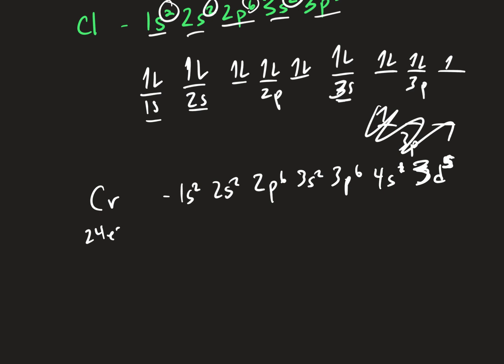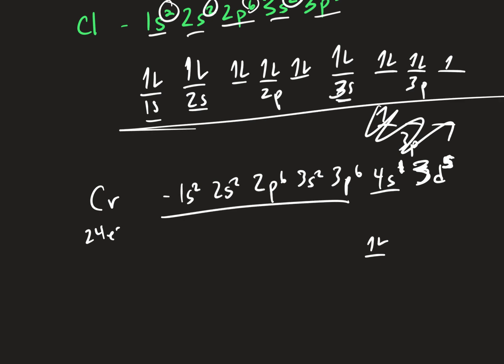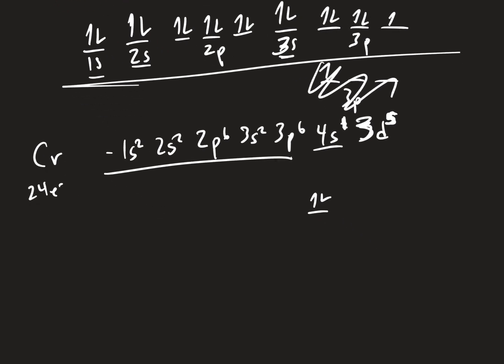And then for the orbital diagram, it'd be all the same. So this is 4s, so this is all the same as this, right? So I'm not going to redraw that. And then 3d, so that's 4s. And then 3d is 5. 1, 2, 3, 4, 5. And we got 1, 2, 3, 4, 5.